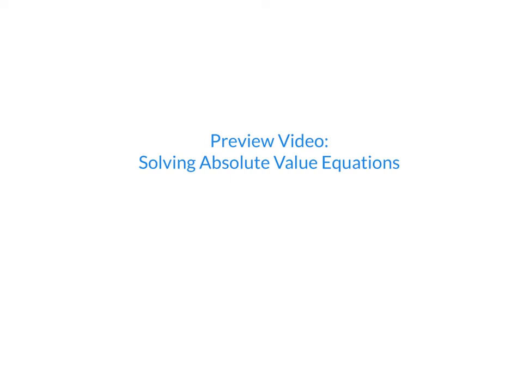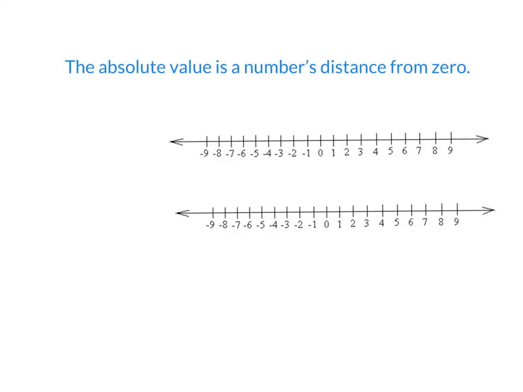This video is a preview video for solving absolute value equations. Recall that the absolute value is a number's distance from 0. So the absolute value of 3 is 3, and the absolute value of negative 3 is also 3.